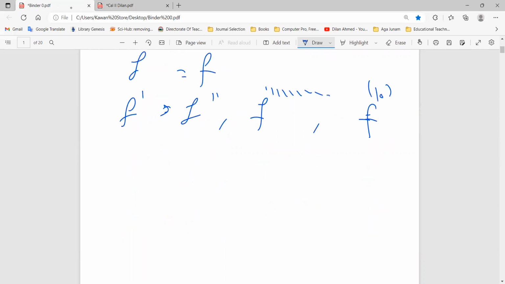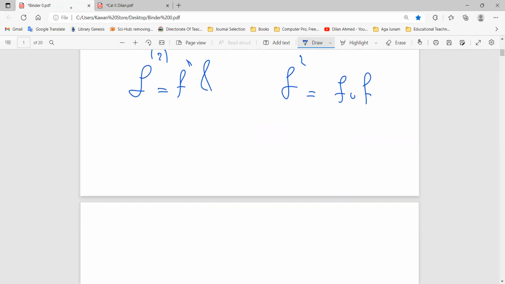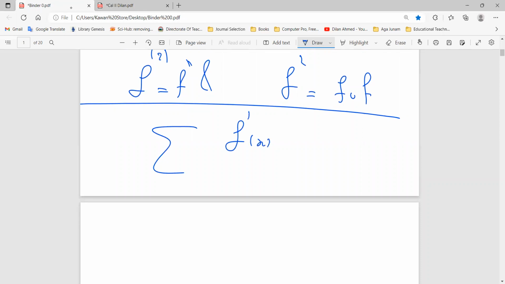For example, what's the difference between f squared and f^(2)? That one is the square of the function, while this one means the second derivative. You got it now, right? So in the Taylor formula, we have f^(k) at a, with k starting from 0 to infinity. It means I need the function itself, first derivative, second derivative, and go on, right?